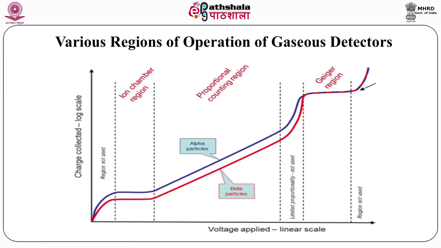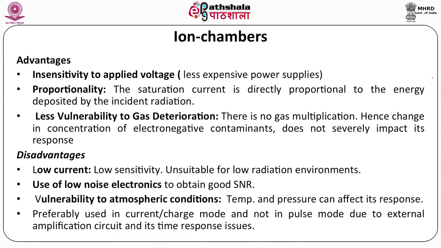So we have two regions where there is a plateau, where the pulse height does not increase with applied voltage to some extent. The initial region was called the ion chamber region, and then the third region, after the proportional region, was called the Geiger-Müller region or the Geiger region. So these two regions are very frequently used for radiation detectors. So let's come to the ion chambers. That means the initial plateau region.